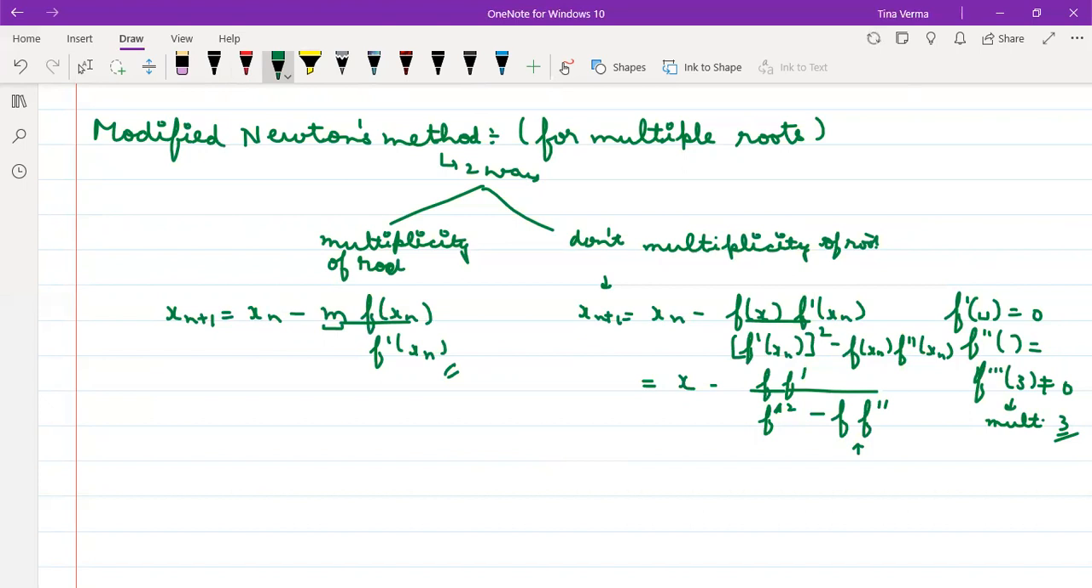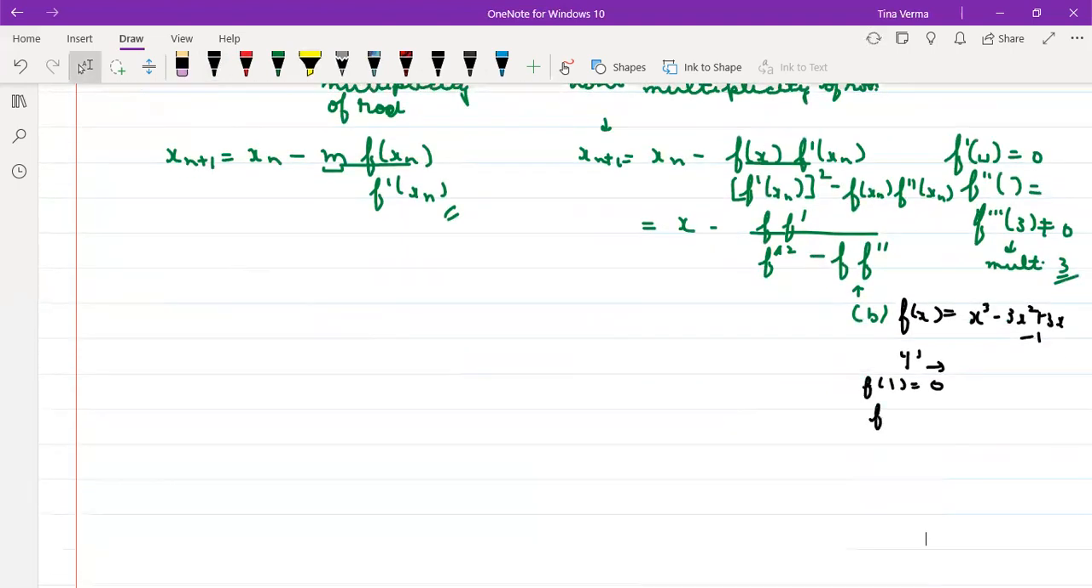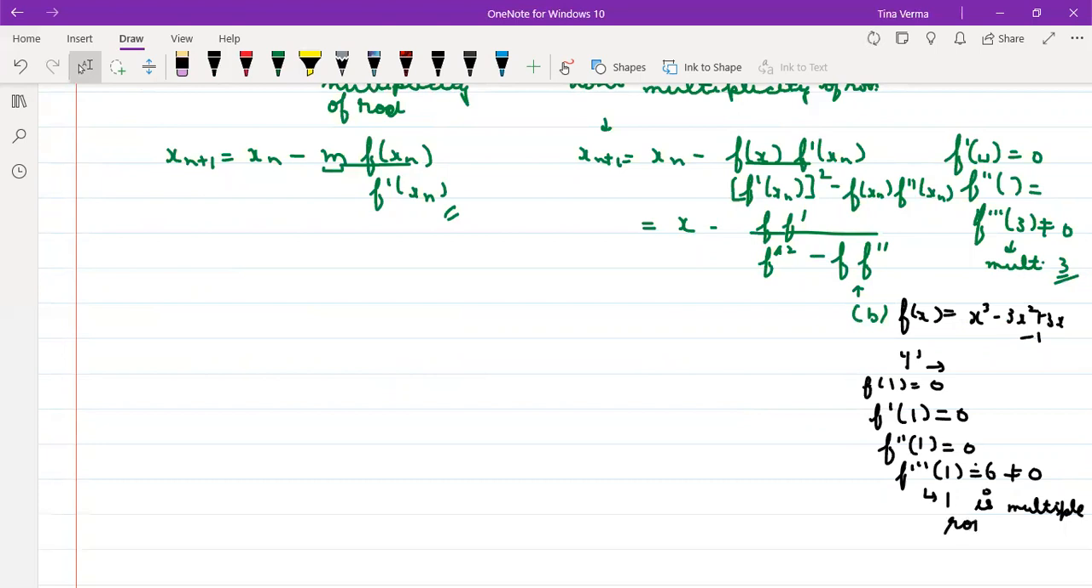If you want examples of how to find multiplicity, I have already told you in the previous lecture how to find it. You can also verify: if your question is f of x equals x cube minus 3x square plus 3x minus 1, find the multiplicity of 1, right? If you calculate f of 1, it comes out to be 0 because 1 is a root. f dash 1 is also 0. The double derivative is also 0. The triple derivative comes out to be 6, which is non-zero. That means 1 is a multiple root with multiplicity 3, because the third order derivative is non-zero.